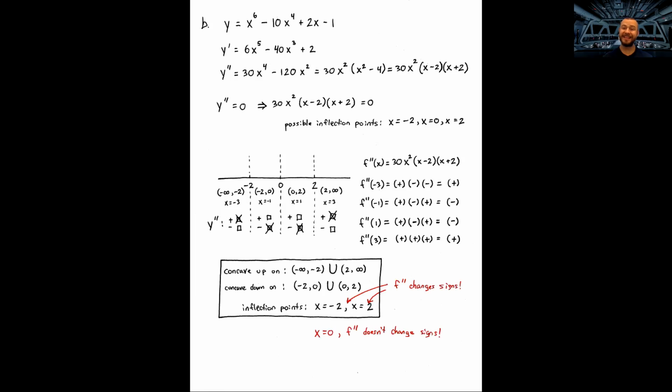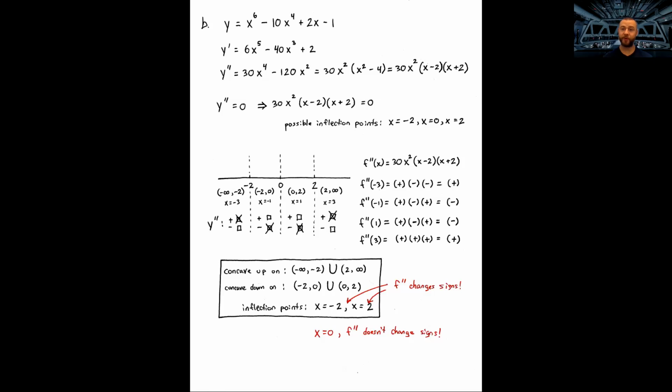Now, if you check each of those possible inflection points, notice there is no change in sign of the second derivative at x equals 0. The second derivative is negative on both sides of 0, to the left and to the right. What that means is x equals 0 is not an inflection point. There is no change in the concavity at x equals 0. But there is a change in the concavity at x equals -2. Concavity goes from concave up to concave down, and at +2, the concavity also changes, now from concave down to concave up.